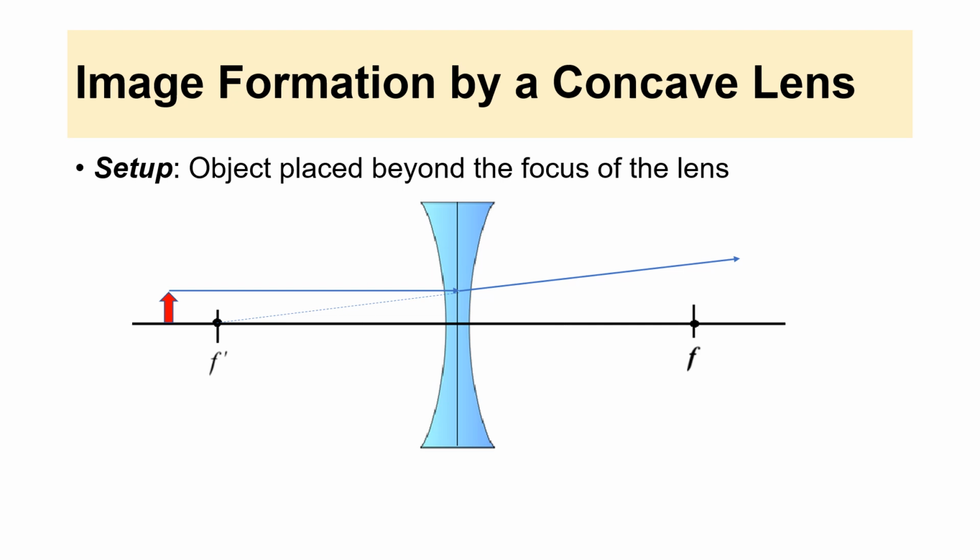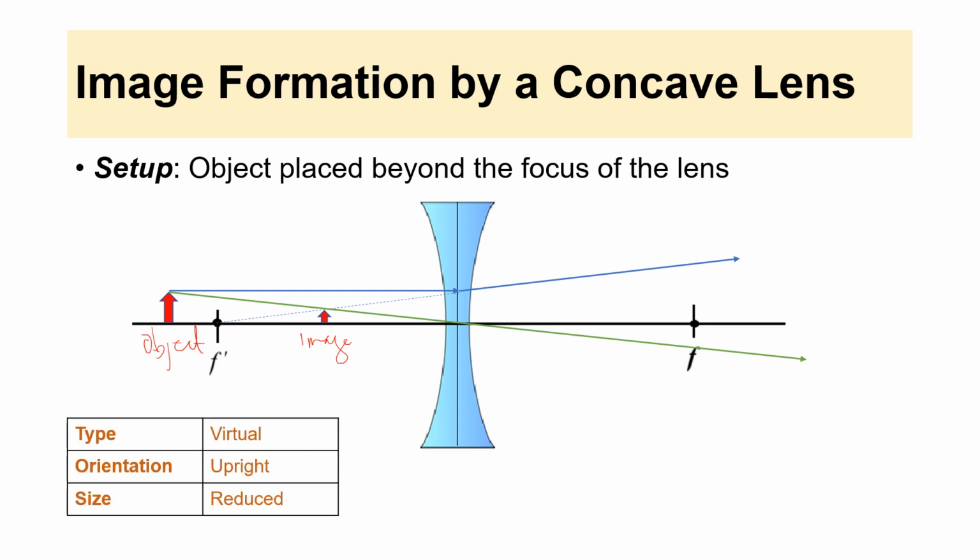Another ray will be drawn from the tip, allow it to pass through the optical center. So we can see the intersection between these broken lines and then the second ray. So the intersection will serve as our basis in drawing the image. As we can see, the image formed is smaller than the object. This is the image, this is the object. It's upright and then reduced. And since the image is formed on the same side with the object, the type of the image is virtual.